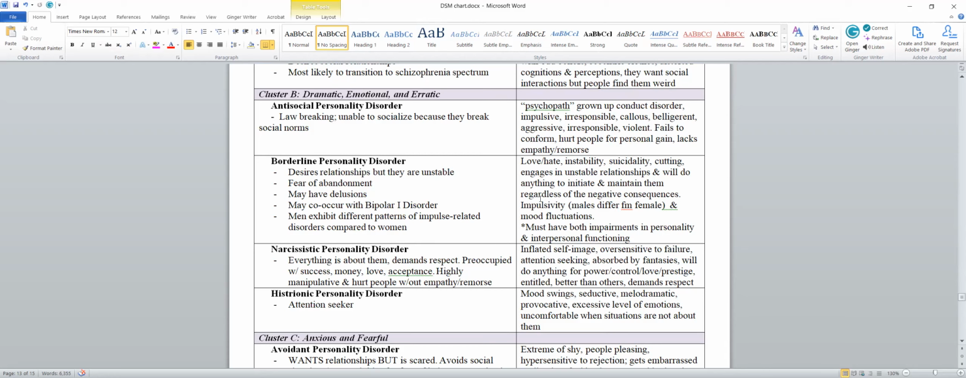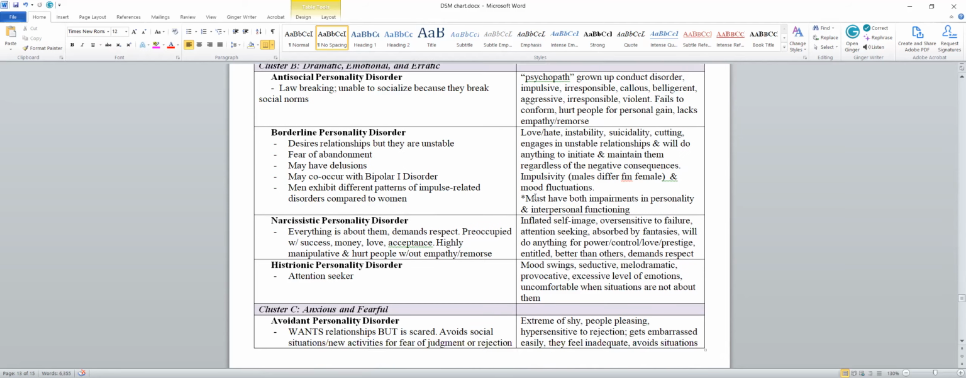Histrionic personality disorder is the attention seeker. They have mood swings. They're seductive. They're the drama queen, the melodramatic, provocative, excessive levels of emotion, uncomfortable when situations are not about them. And that's histrionic personality disorder.